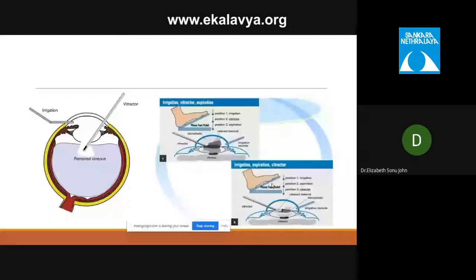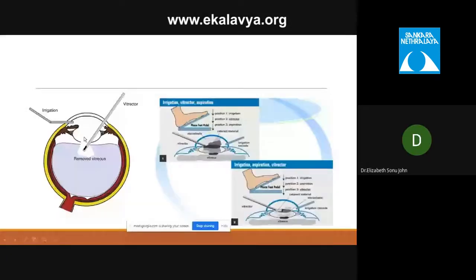So this is a diagram. So you go with the irrigation cannula and with the vitrector. Suppose there's a rent here, you go into the rent and do the vitrectomy, and then you come to the anterior chamber and clear the vitreous from the anterior chamber. Never drag the vitreous or move your vitrector too much, because it can cause traction on the vitreous.